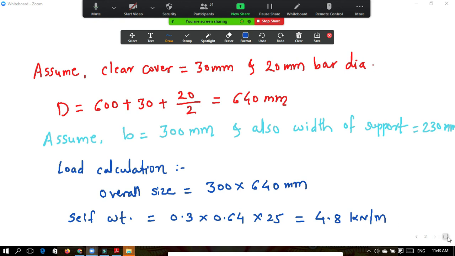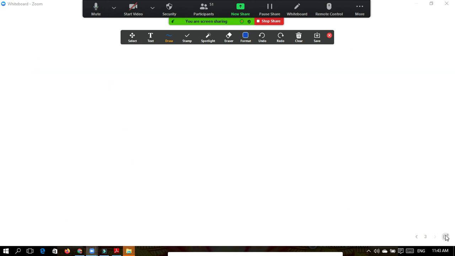Okay. So now after this, we will calculate the total dead load. So now we know the dead load. Dead load is 12 kilonewton per meter. So total dead load now we will calculate. So total dead load is equal to 4.8, it is self weight, plus 12. So it will be 16.8 kilonewton per meter. This is your total dead load.